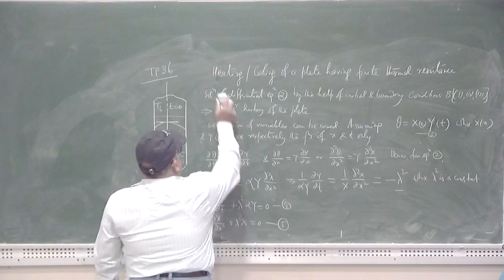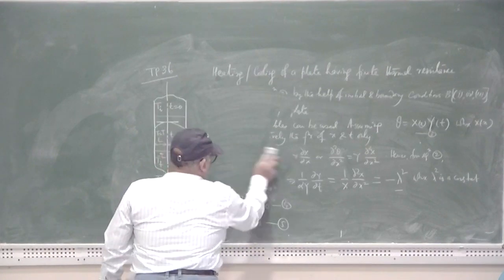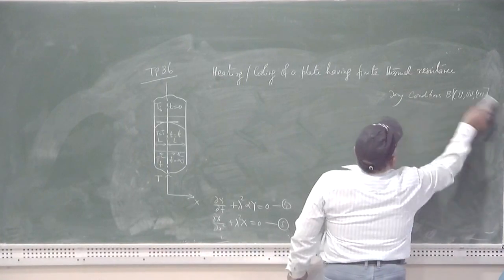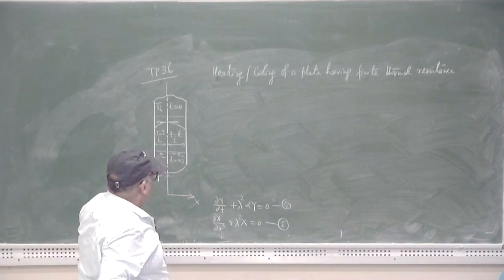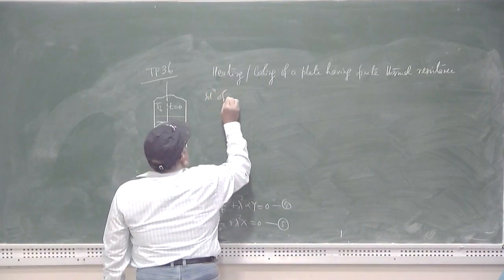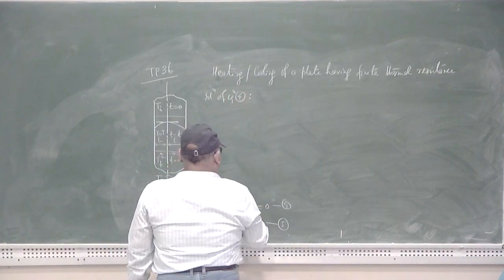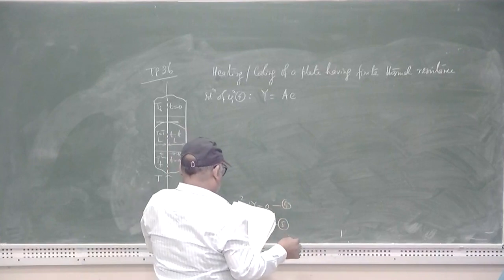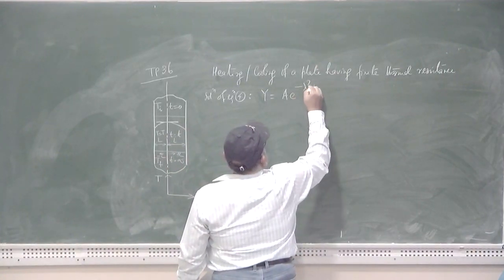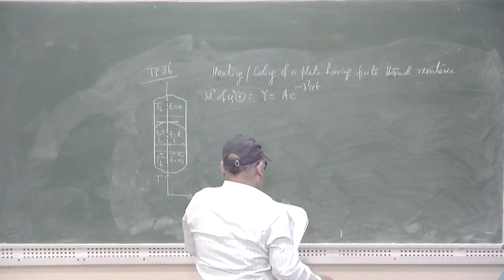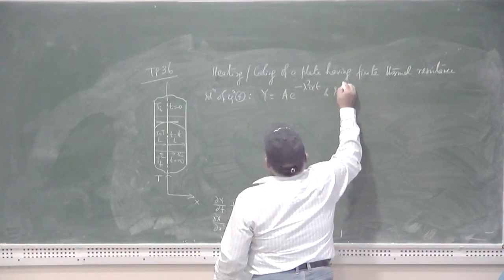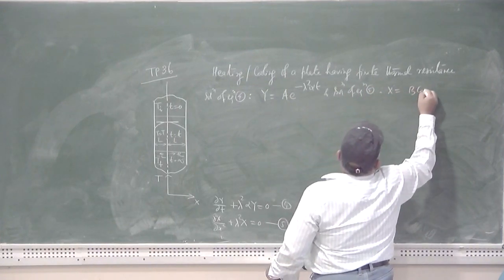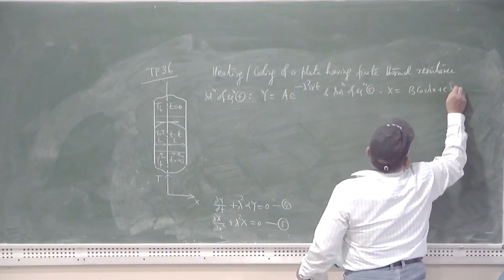Now, the solution of equation number 4 is y equal to a e to the power minus lambda square alpha t, and the solution of equation 5 is x equal to b cos lambda x plus c sin lambda x.